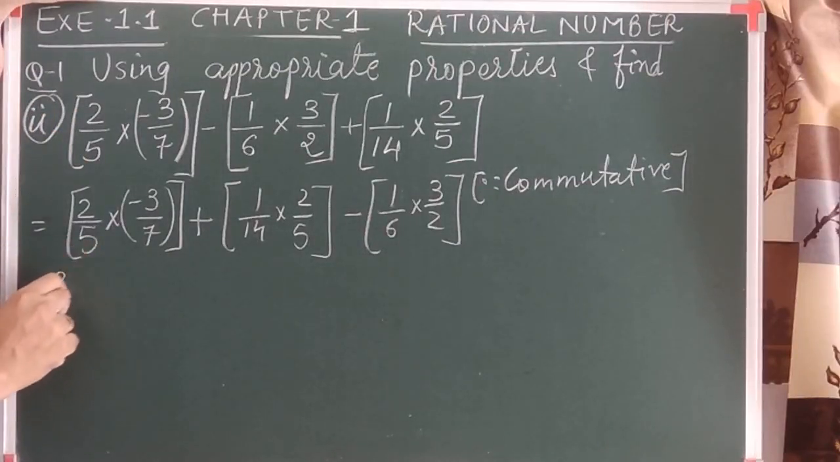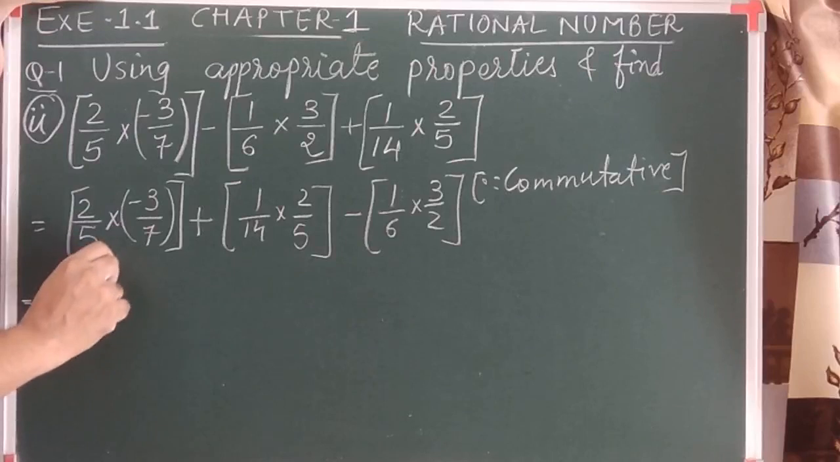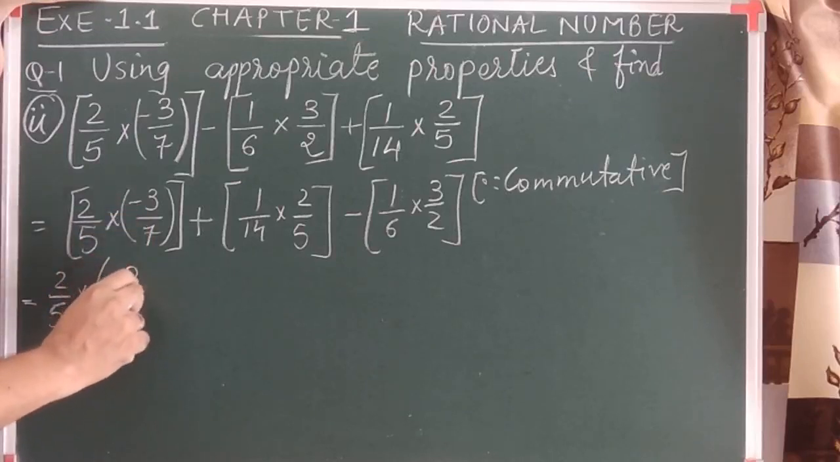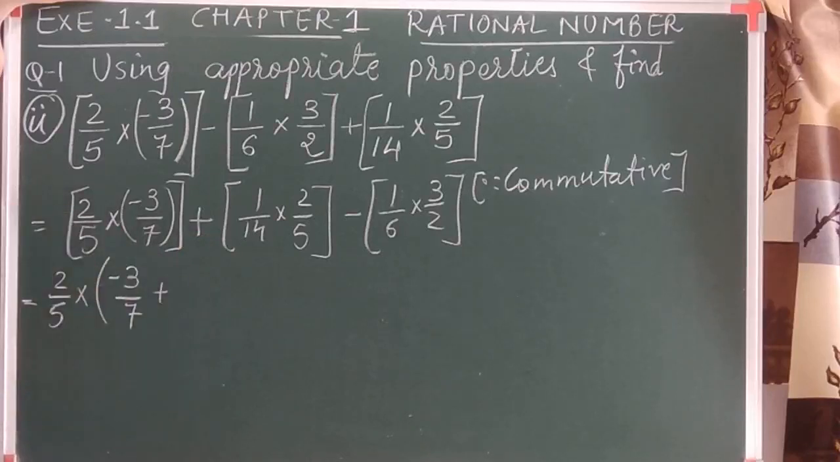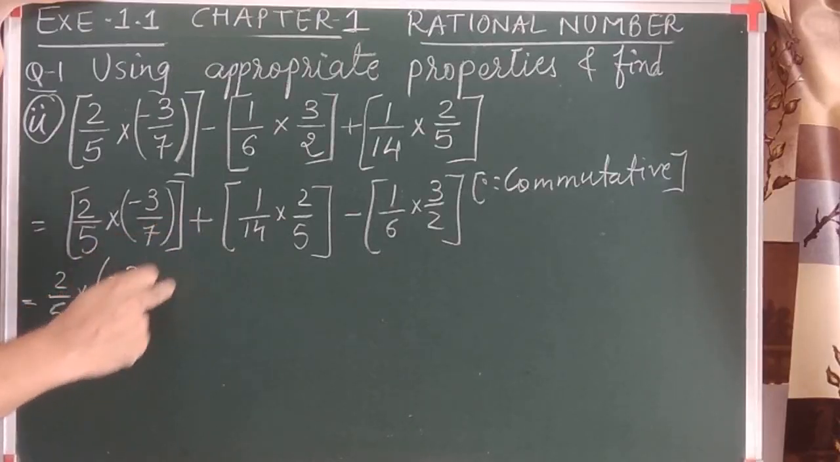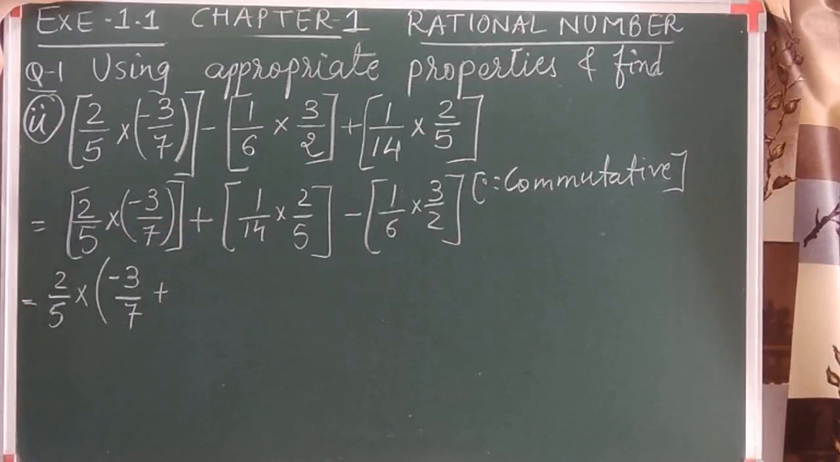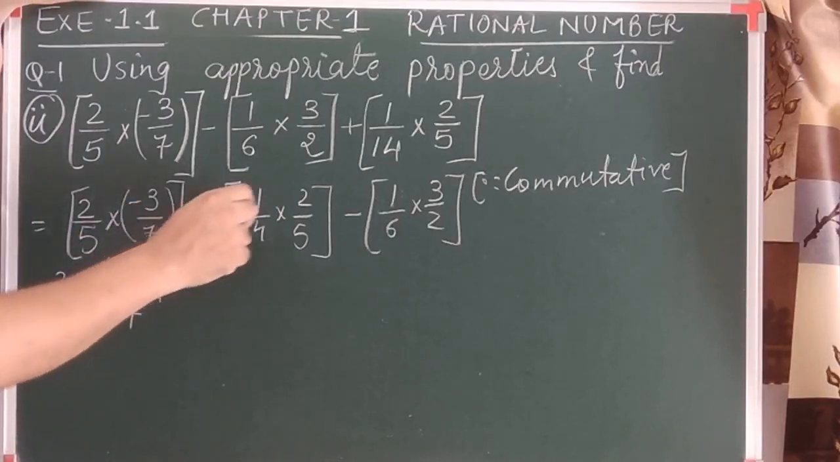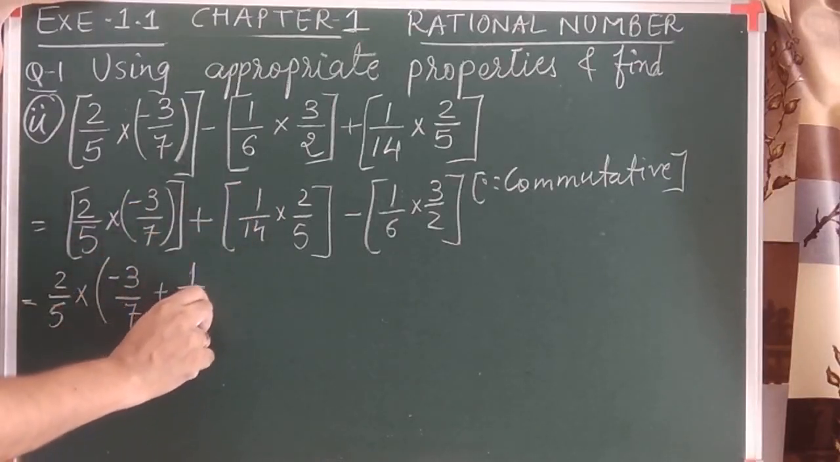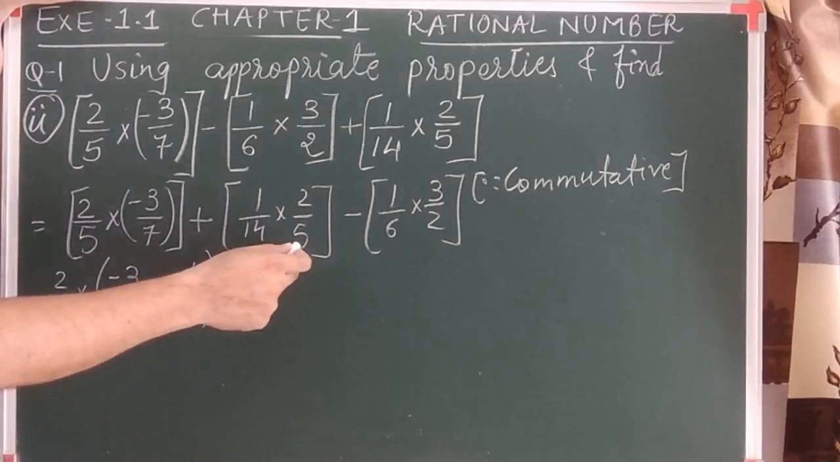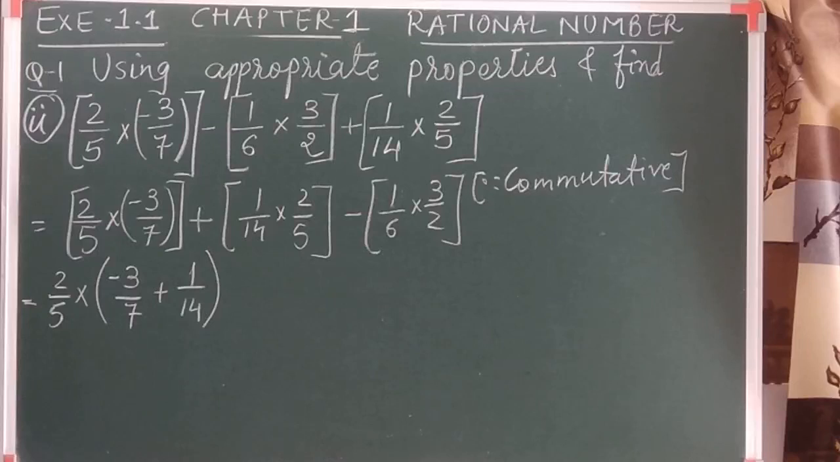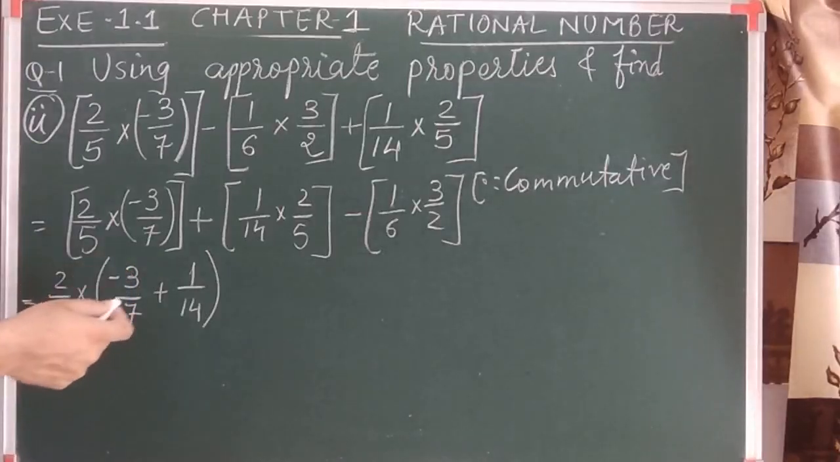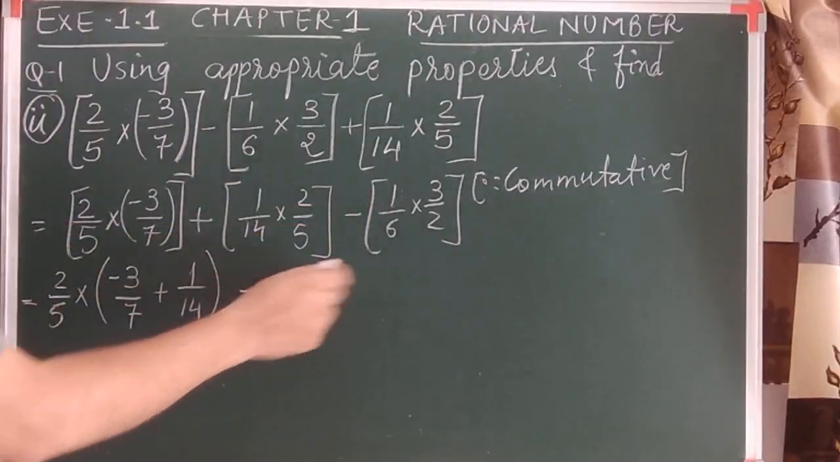Now as 2 by 5 is common, the rest of the 2 terms: one is minus 3 by 7. Remember, whatever the sign is here should be written as it is. If it was plus, I write plus. If it was minus, I am supposed to write minus. Sign is very important. And the remaining term 1 by 14. As I have taken out this common, the rest of the remaining terms I have written in the bracket. So you can see that this is the distributive property. Now these 2 terms remain as they are.